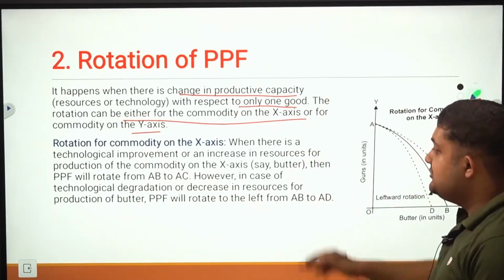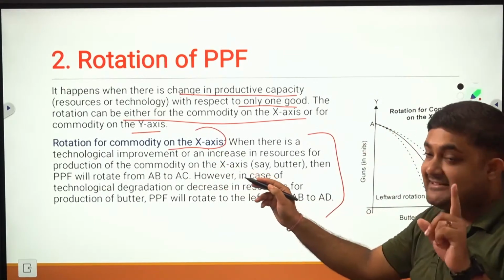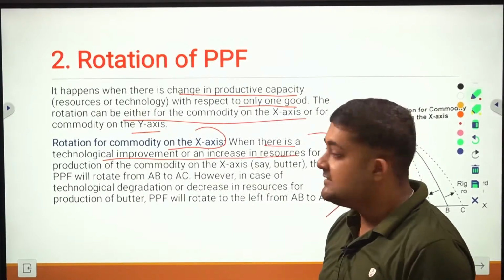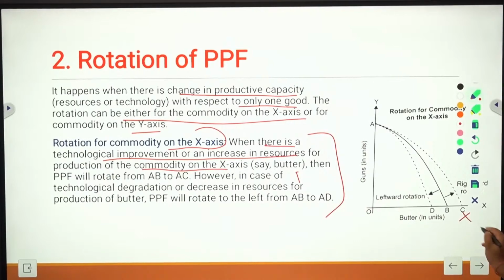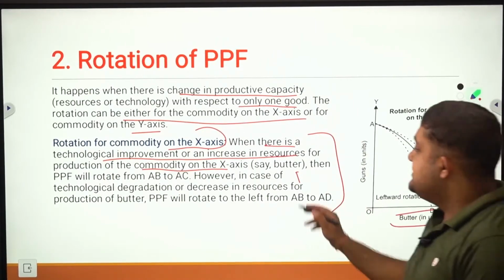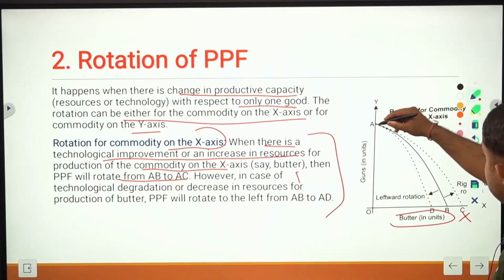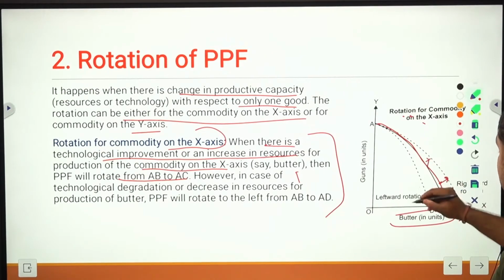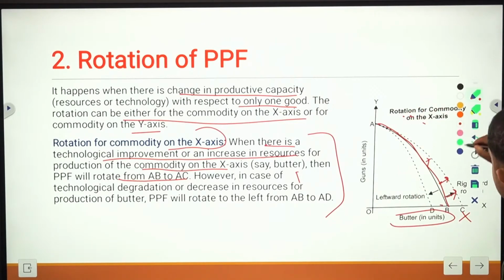Okay? So first is the rotation for the commodity on the x axis, when there is a technological improvement or an increase in resources for production of the commodity on the x axis, say butter. What do we have on the x axis? We have butter. So then PPF will rotate from AB to AC. So this is C, this is our original PPF. So we have a rightward rotation. Here you can see it has come from AB to AC.